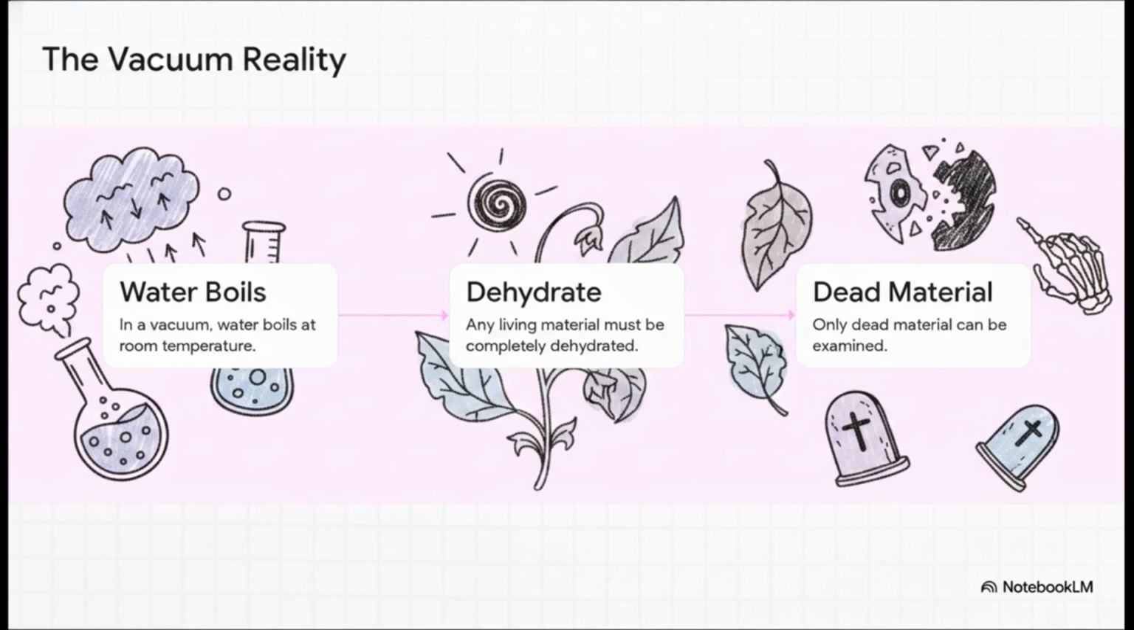Let's move on and see how this builds into a pretty grim biological reality. Think about it. Step 1. In a vacuum chamber, the pressure drops so incredibly low that water literally boils at room temperature. Because of that, step 2, any living material must be completely dehydrated first, which leads to our tragic step 3. You can only ever examine dead, non-living material in an electron microscope. The literal physics that allow us to see life at this scale actually require us to end it first.